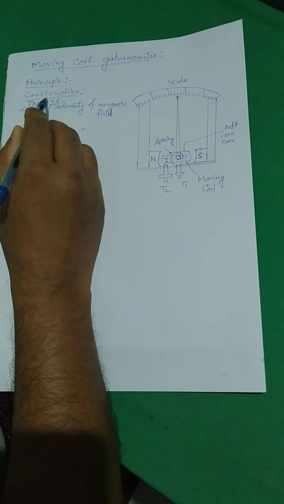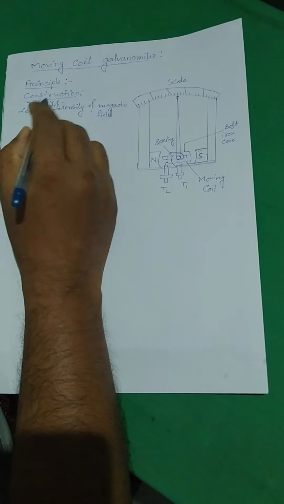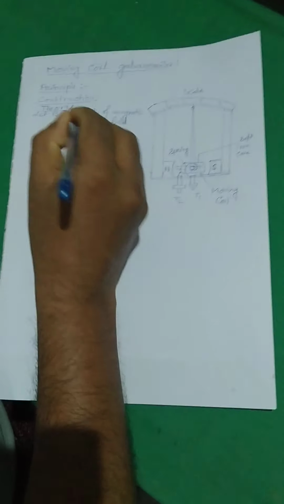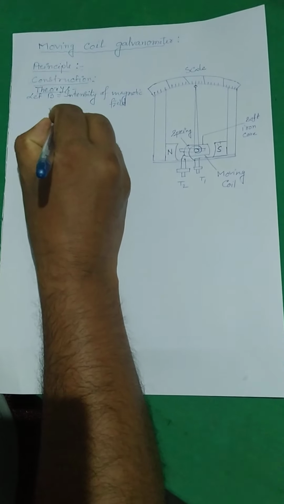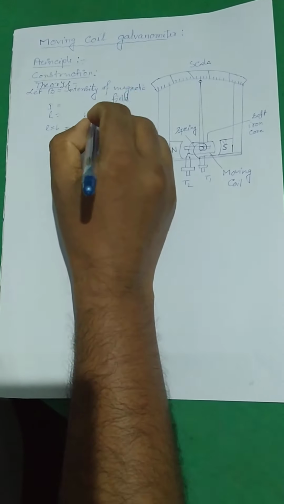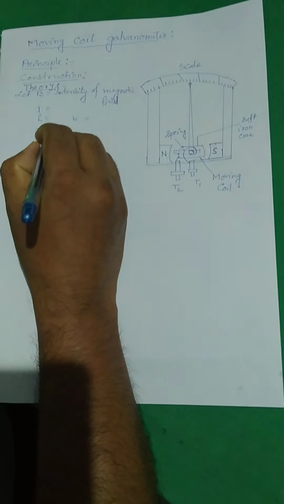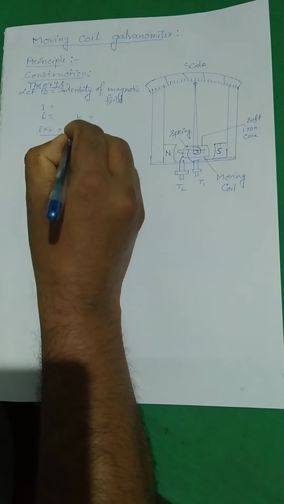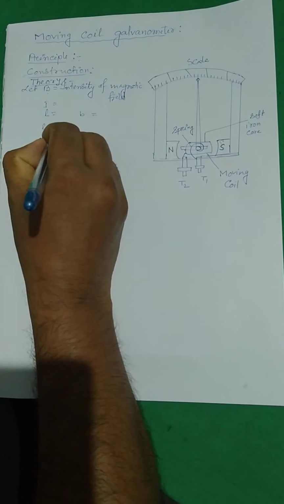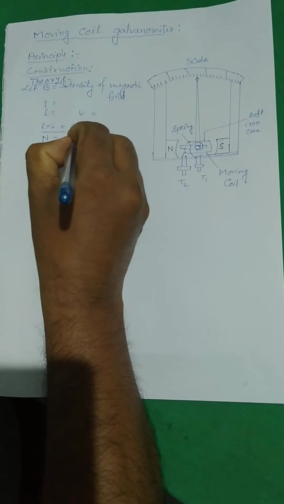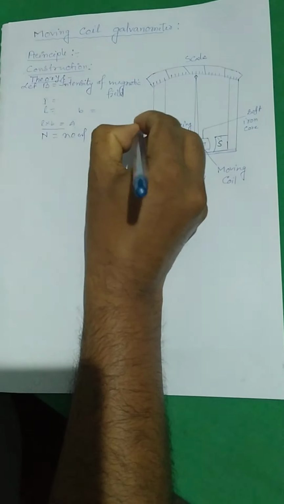Now, theory. Let B be the intensity of the magnetic field, I the current flowing through the coil, l the length of the coil, and b the breadth of the coil. l into b is equal to A, the area of the coil, and N is equal to the number of turns in the coil.